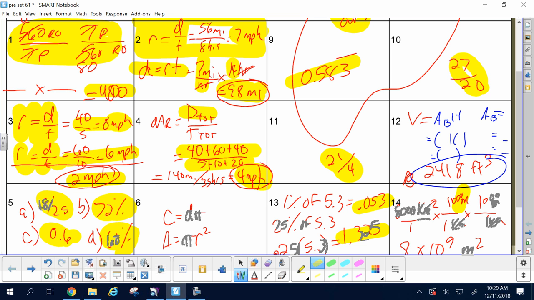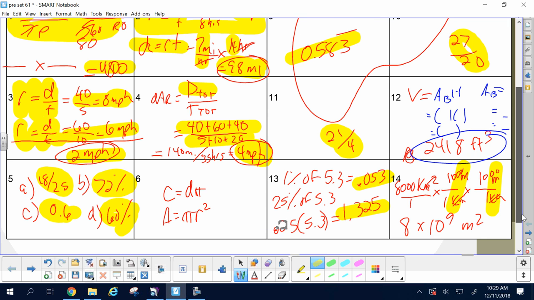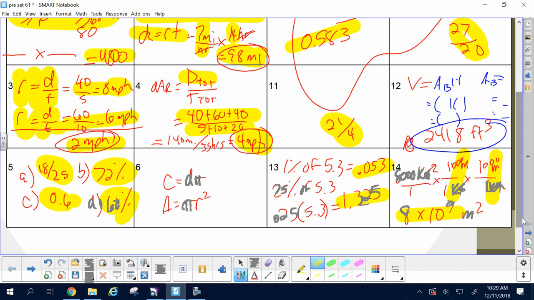14, 8,000 square kilometers to convert area. You need to convert both dimensions to meters, so you should have a unit multiplier with meters on top, kilometers on bottom, and then another with meters on top, kilometers on bottom. But also, check, did you write the answer in scientific notation? Because it said you were supposed to. 8 times 10 to the 9th meters squared. If you didn't use scientific notation, mark it wrong. If you forgot the units, mark it wrong. Moving on.